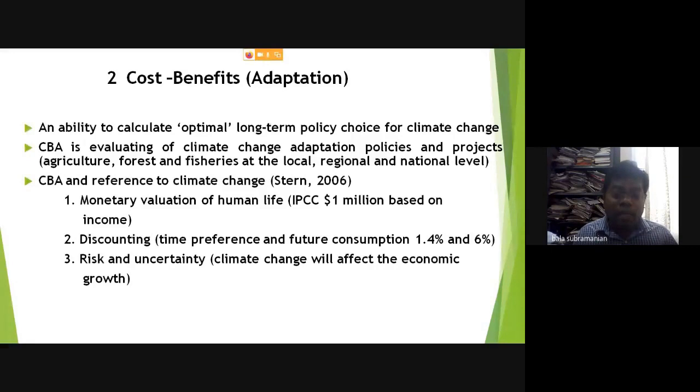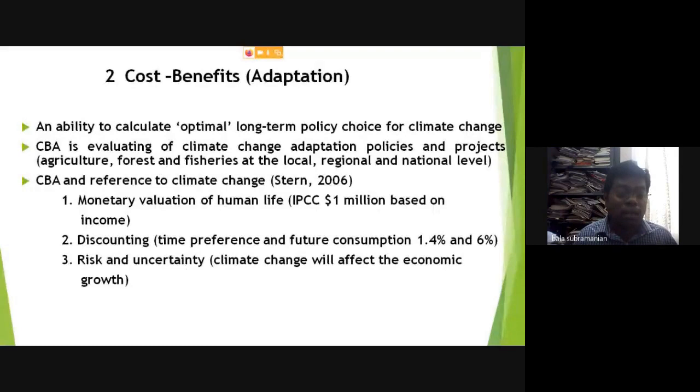So again, I come to the Stern review, because in economics, without the Stern review, there is no economics of climate change. I took only three points here. One is the monetary valuation of human life. The second is the discounting rate. The third is risk and uncertainty.